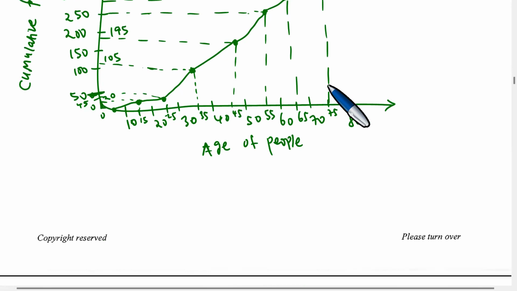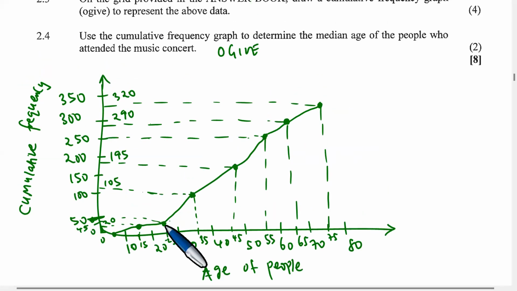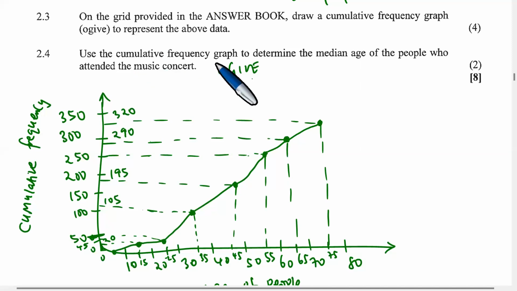Okay, this is sort of the graph. It's not to scale, but if you have a graph paper, then normally you can draw the cumulative frequency graph. They ask you to determine the median age of the people who attended the music concert. The median age. Median is at just 50%. So at 50%, what do you have?